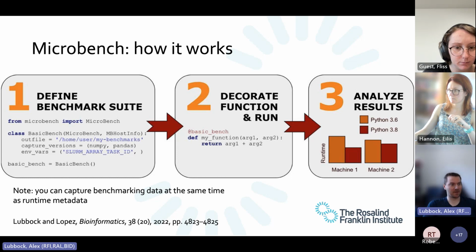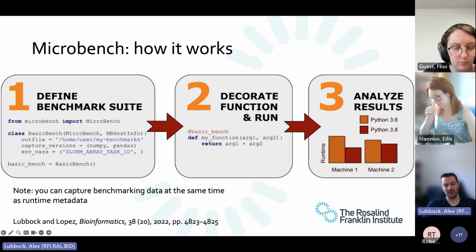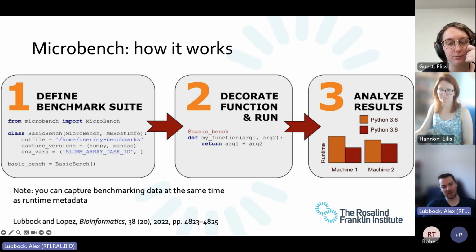I'll show you all the different types of things you can capture in a couple of slides' time. And then when you want to use this benchmark suite, you just decorate the function that you want to analyze, and then this metadata gets captured automatically when this function is run using this wrapper functionality. And from the metadata file, it also captures, as a bonus, benchmarking data. So you get the runtime of this function and how long it takes to run.